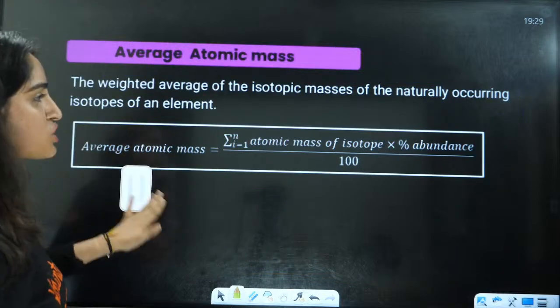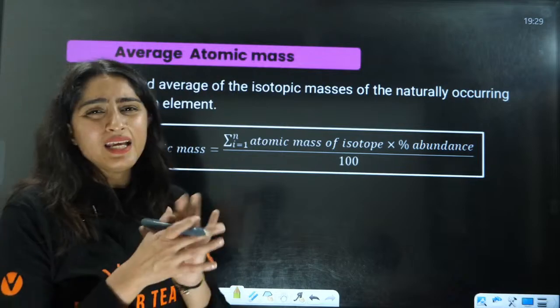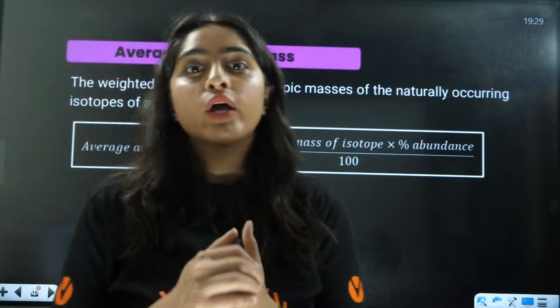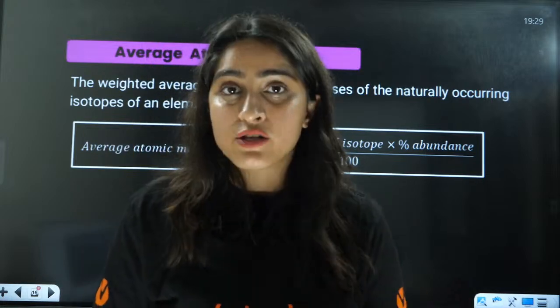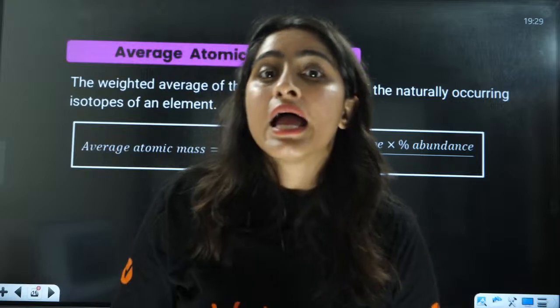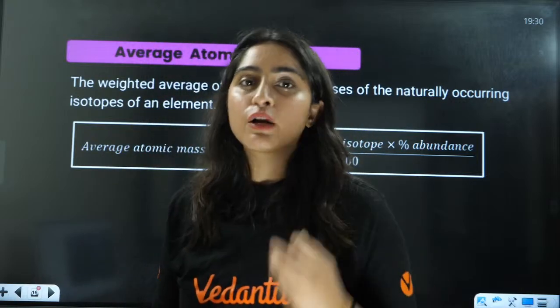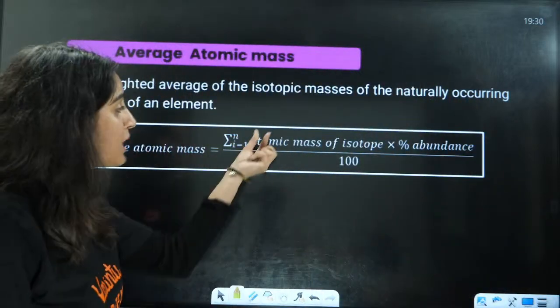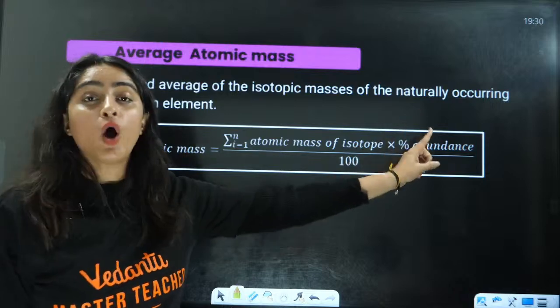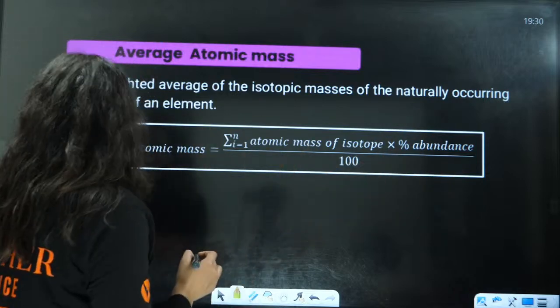Average atomic mass. Now, for example, I am talking about any isotopes here. I am talking about chlorine. Chlorine has 2 isotopes. Carbon has so many isotopes. Oxygen has so many isotopes. If we want to calculate the average mass, how do we calculate it? The average atomic mass according to the isotopes will be atomic mass of isotope into abundance, divided by 100.